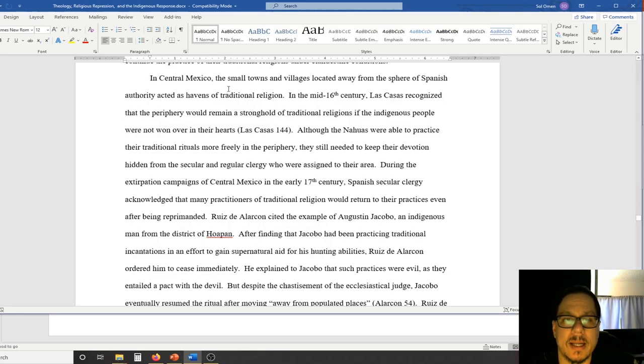Okay, so right now we're going to start with one of my body paragraphs that is trying to prove a specific claim, a subclaim, to the reader. Let's go ahead and see what that claim is.